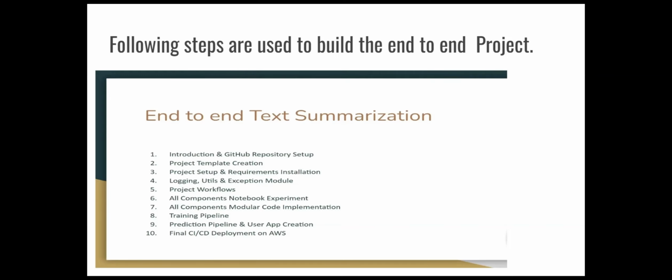First, we have to create the GitHub repository in your GitHub account. Then the project template will be the same for the majority of end-to-end projects. And we have to set up the requirements. What are the libraries that are used for this project? We have to write every library in the requirements section, and we have to create the logging file. We have to create the utils, where we write the common methods for the entire project.